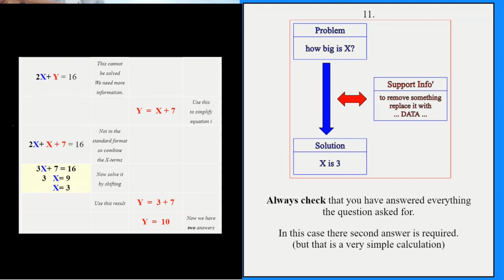So our first concern, how big is x? We have our problem and we focus and work towards a solution. But along the way, we had to use supporting information and we treated that horizontally.